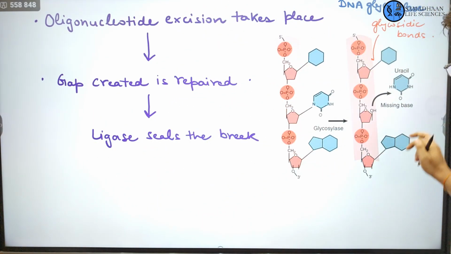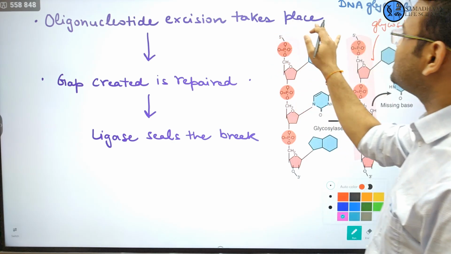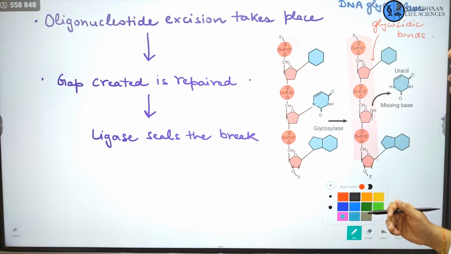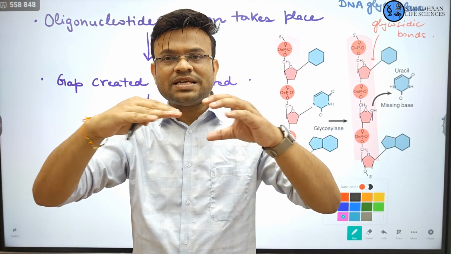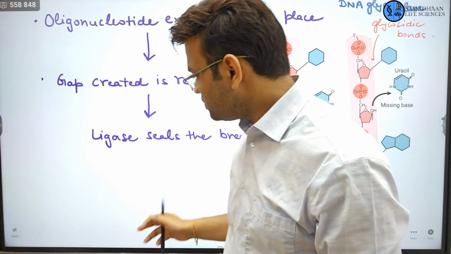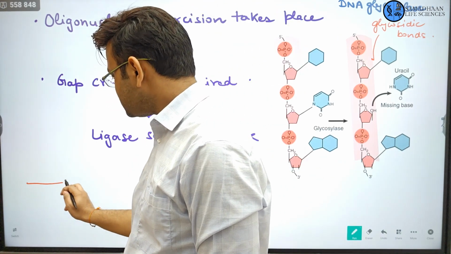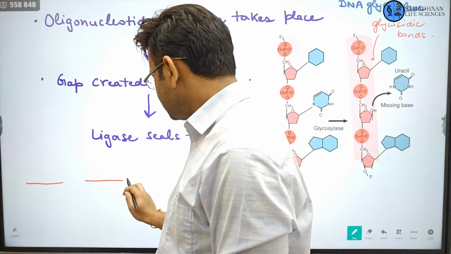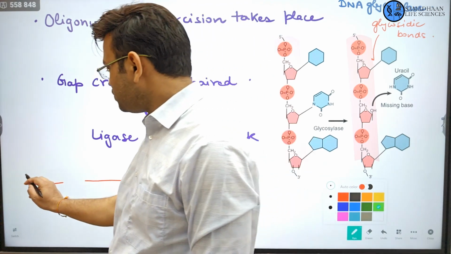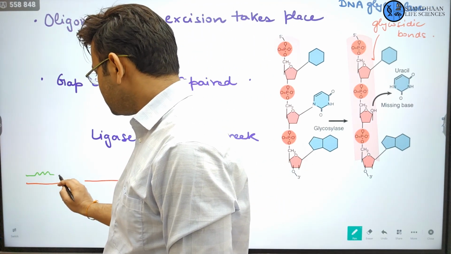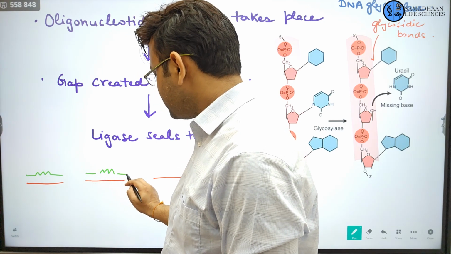Now moving on to the second step. What is the second step over here? Oligonucleotide excision takes place. What do you mean by oligonucleotide excision takes place? That means the lesion that was initially present is now removed. In the previous slide, let me just draw over here. This is the original strand. In the first stage, I had shown you something like this. In the second stage, the phosphodiester bond has been broken like this.